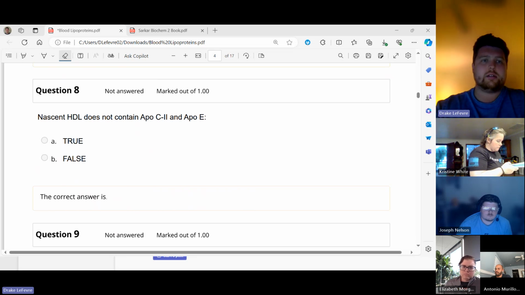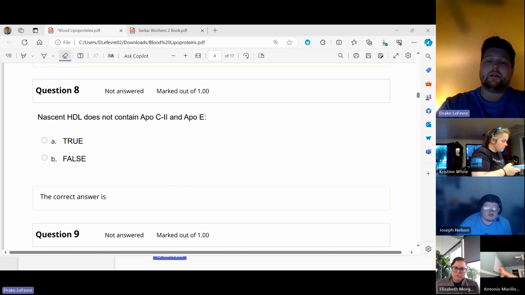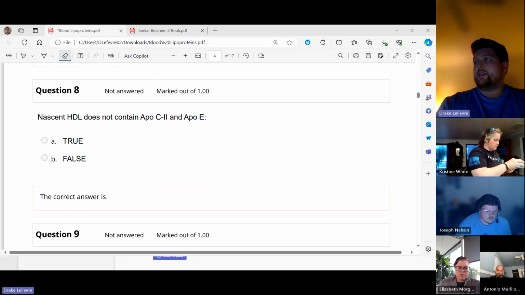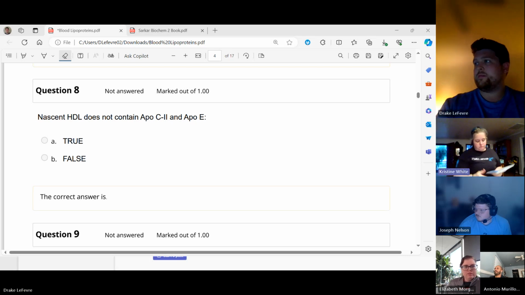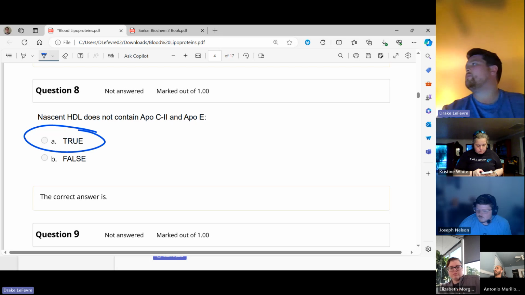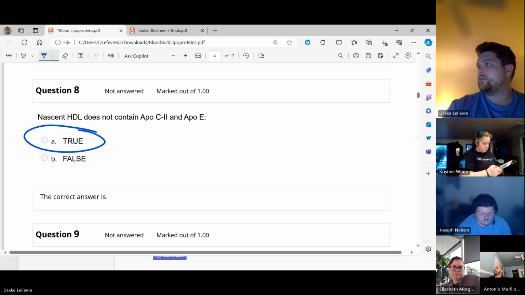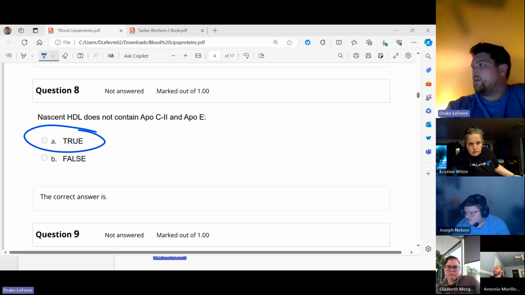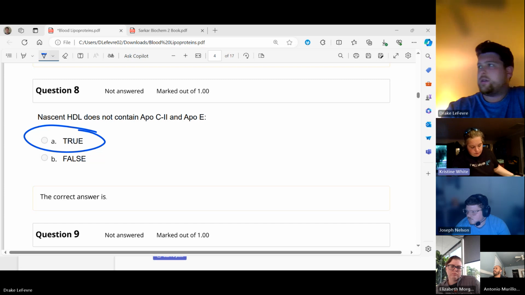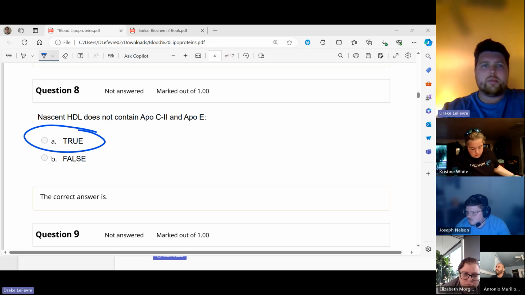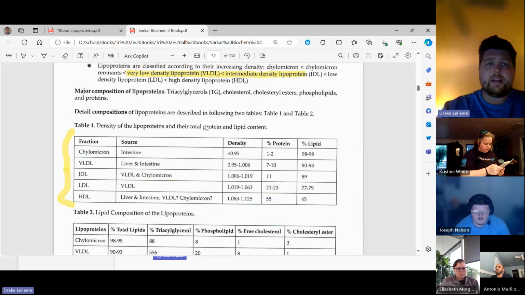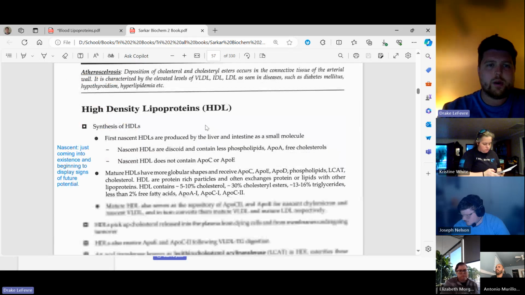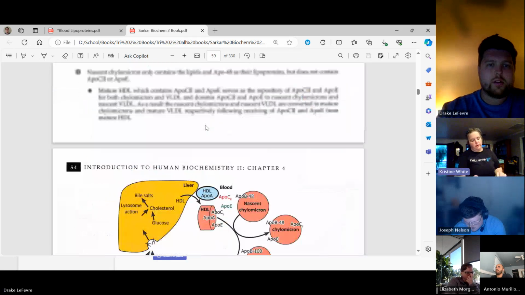Okay, nascent HDL does not contain ApoC2 and ApoE. Is that true or false? This one is true. Real quick, I'm trying to remember nascent HDL. Only has, I think, ApoA. Trying to look at the chart in the book. I just want to make sure that I know. Do you know what page that chart is? In the new version, 69, I believe. Let's go through and see if it's in here as well. I'm sending it in the chat here in a second, so you guys don't have it.